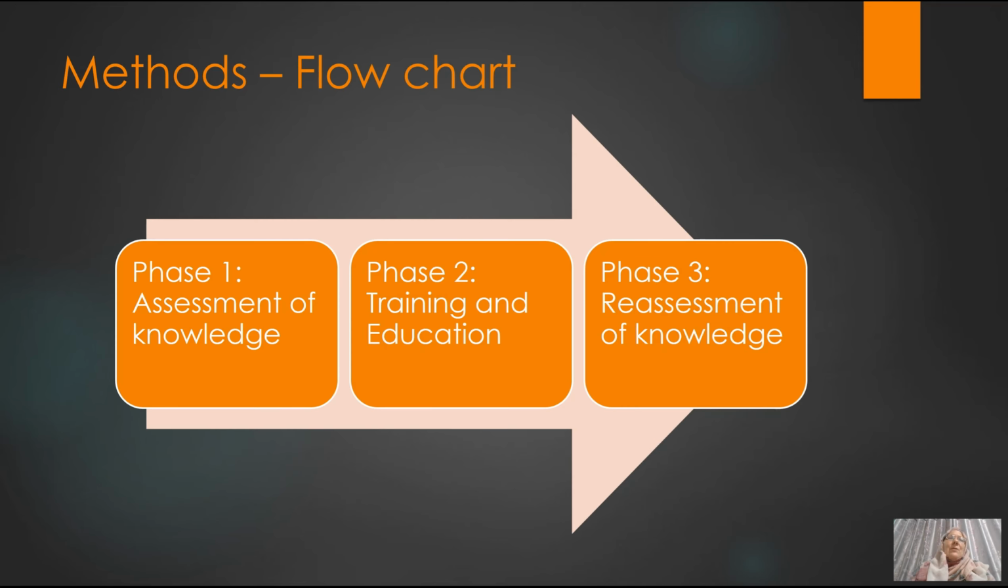Here I have two examples for you for other flow charts where you have different steps in your research. So, for example, in this research, you had a phase 1 where you did assessment of knowledge. Then it was followed by a phase 2 with training and education, and then finally a phase 3, which was reassessment of knowledge. Okay, and such a flowchart makes it very clear what you mean by your different phases.